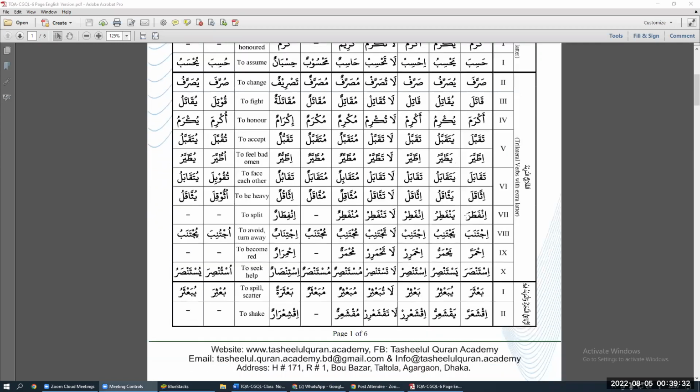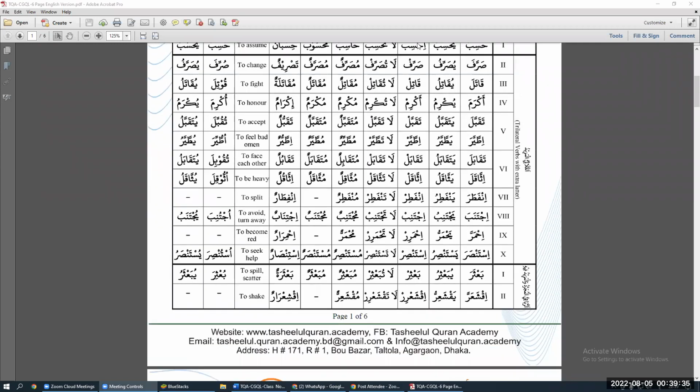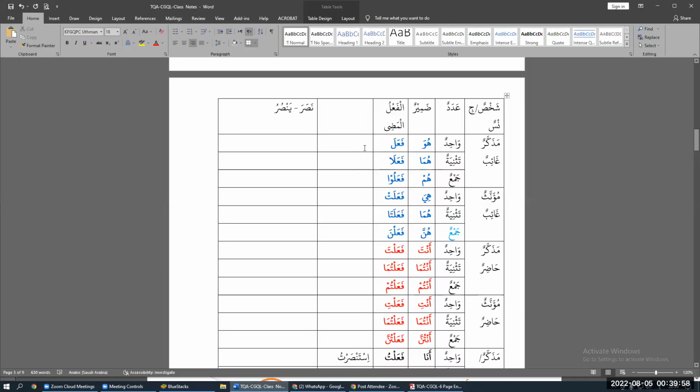how they are conjugated. First come to sarrafa. What is the meaning of sarrafa? He changed. Very correct. What is the meaning of qatala? He fought. Okay. Now let's conjugate sarrafa. If we conjugate sarrafa, we will write here sarrafa. So he changed. So if two males change, what will become?